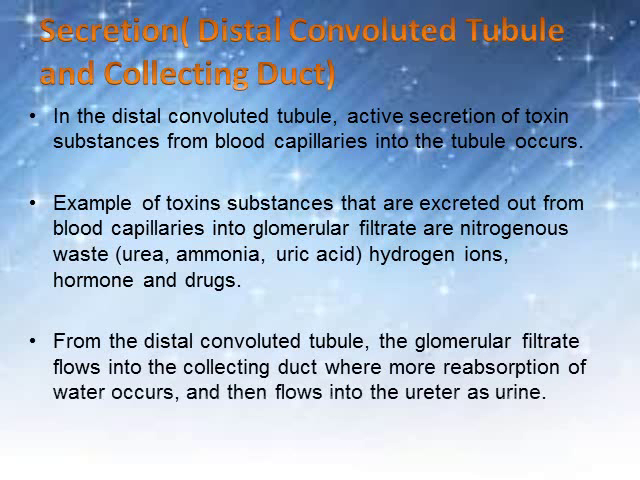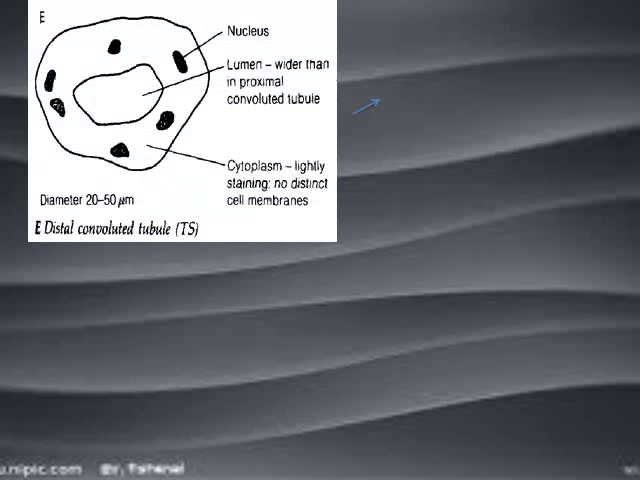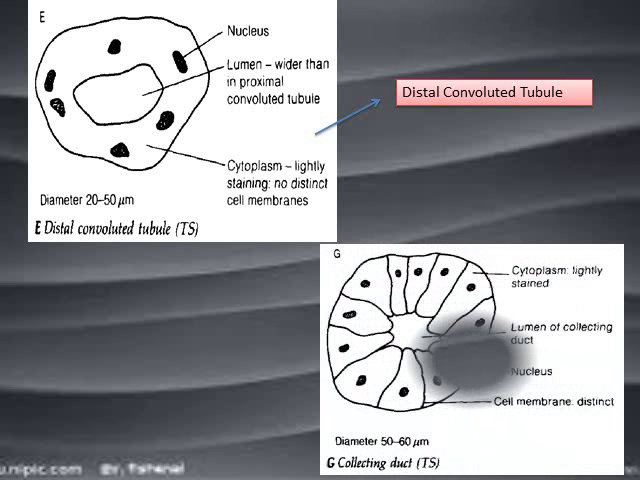From the distal convoluted tubule, the glomerular filtrate flows into the collecting ducts, where most reabsorption of water occurs, and then flows into the ureter as urine. The picture at left-hand side is the distal convoluted tubule. The picture at right-hand side is the collecting duct.